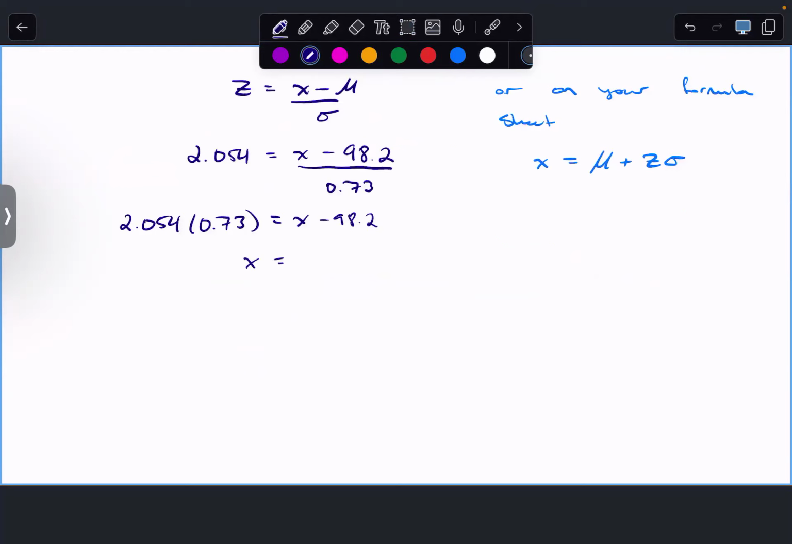2.054 times 0.73 is 1.49942 plus 98.2. I did a few moves in that one line, right? I simplified, I multiplied these together, and then I added 98.2 over. I also put the X on the left-hand side because I want to have what I'm solving for on the left. It's a personal hang-up. So then this goes on the right-hand side.